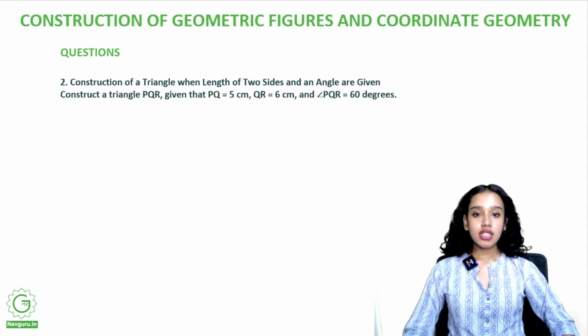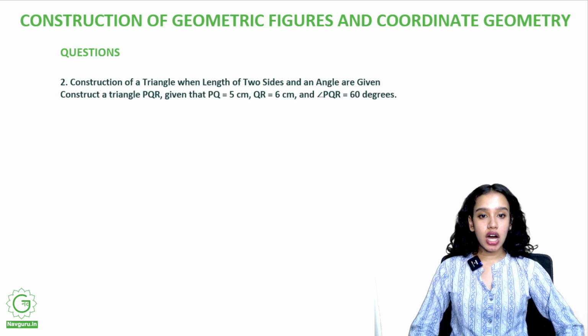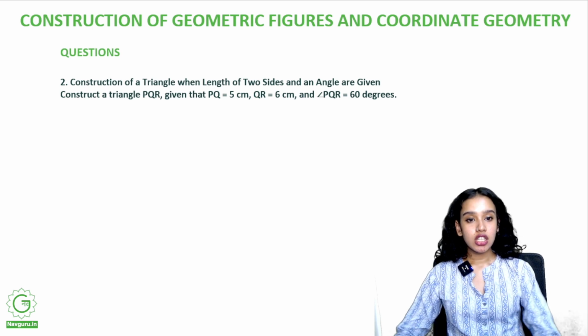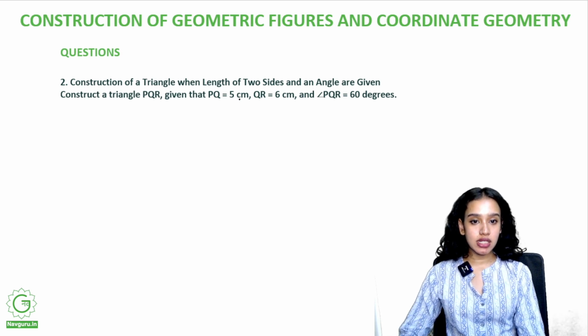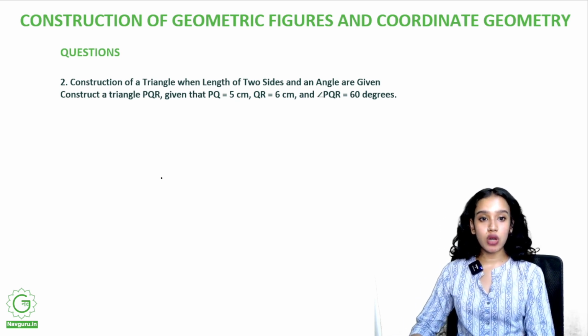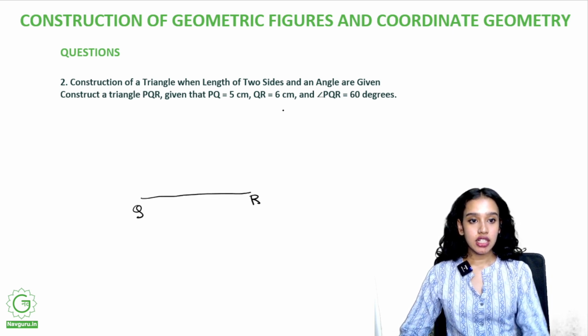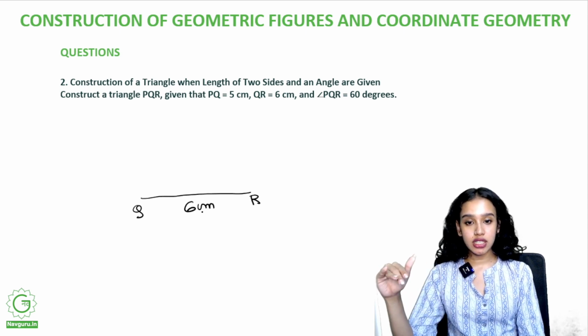Now, construct a triangle PQR given that PQ is equal to 5 centimeter, QR is equal to 6 centimeter, and angle PQR is equal to 60 degrees, right? So we have QR is 6 centimeter and angle PQR. So QR is taken as the base. Now the base we'll draw for 6 centimeter. Take a ruler and draw it, right?